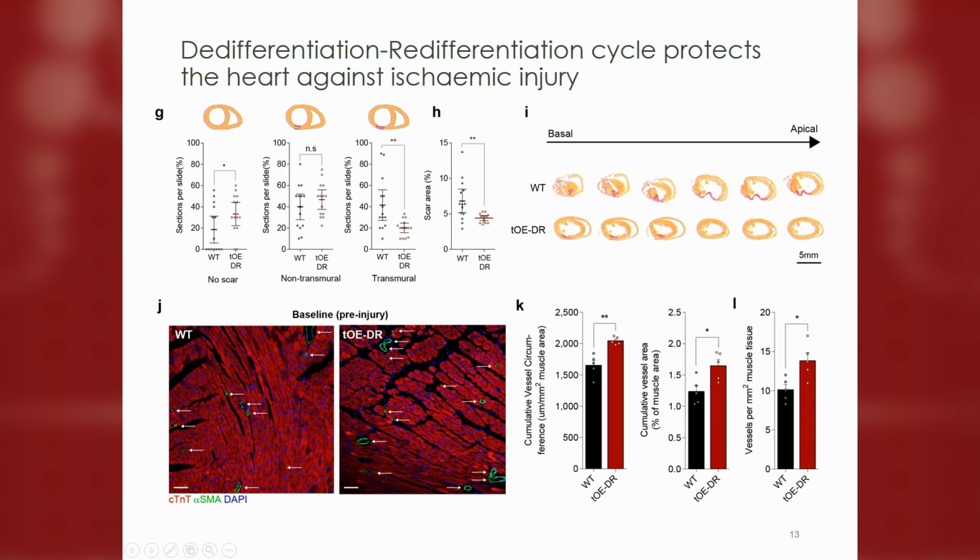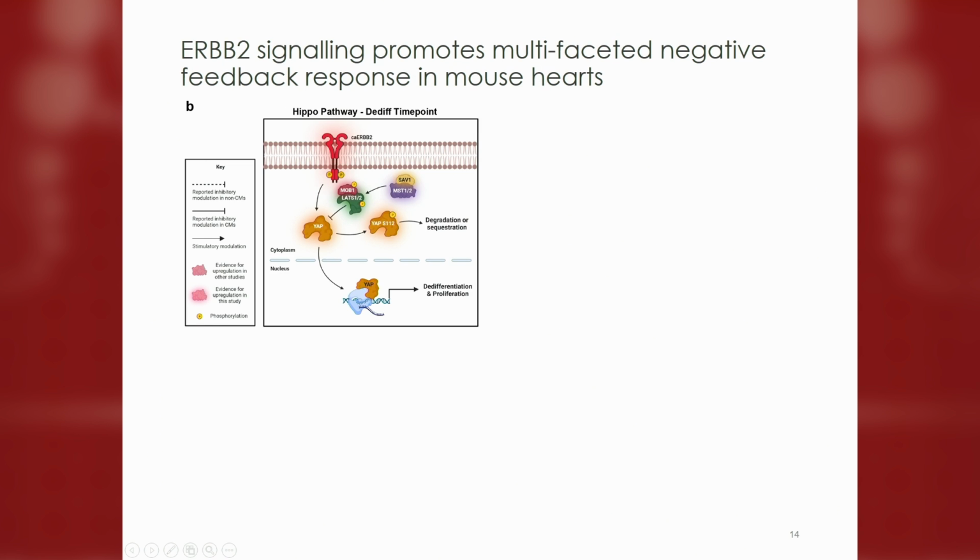So now we are asking, okay, but most of the function of the heart is restored. So what drives this redifferentiation in the cardiomyocyte? This is the question. What we are suggesting is that the major force of redifferentiation is negative feedback loops on ERB2 signaling.